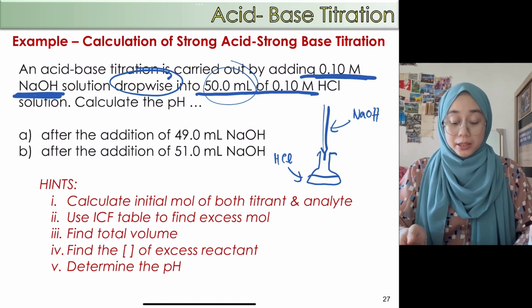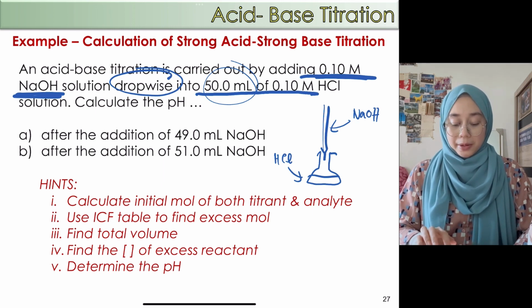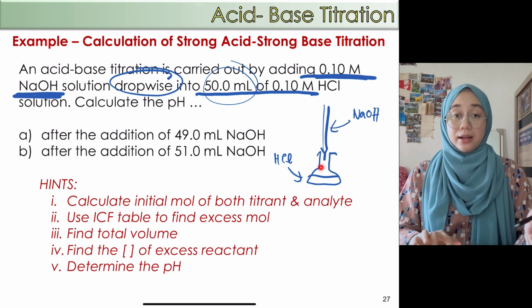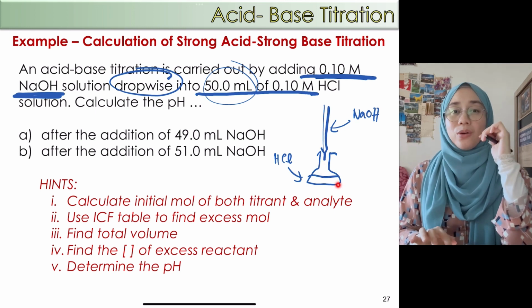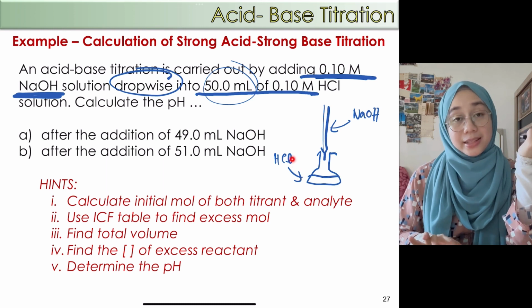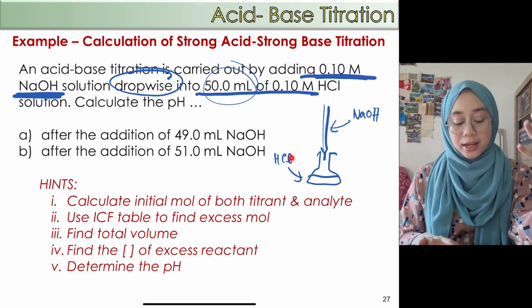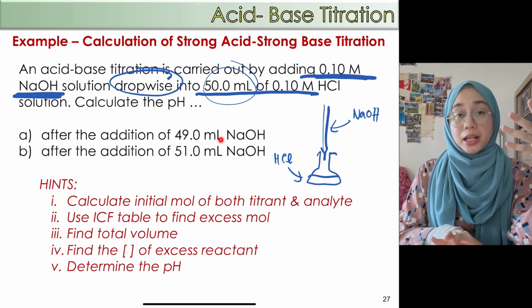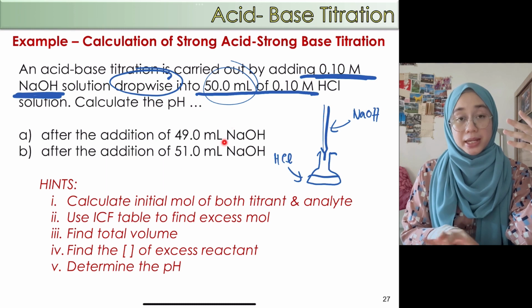Okay, jadi we have to calculate lepas kita dah tambah 49 ml NaOH, apa jadi pH dia? Obviously sebelum kita tambah, kita akan expect the pH value bawah ni should be almost 0, because HCl is a strong acid kan. Tapi bukan itulah soalan. Soalan adalah apa pH selepas kita dah tambah NaOH. Sama juga yang ni, tapi beza dia kat sini adalah volume.